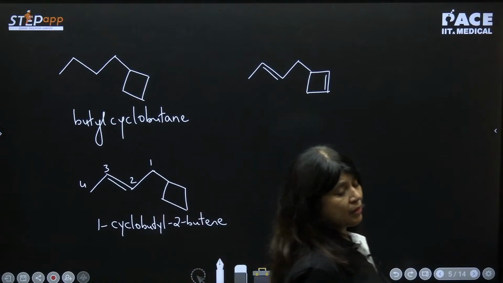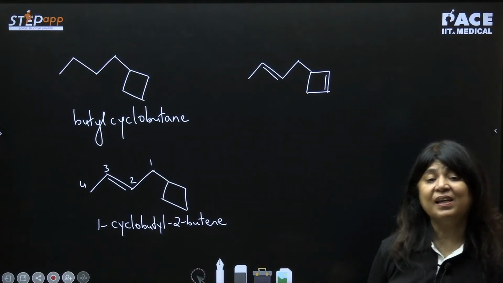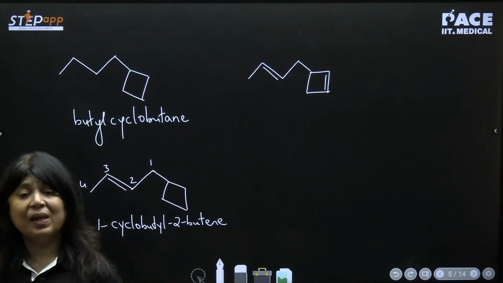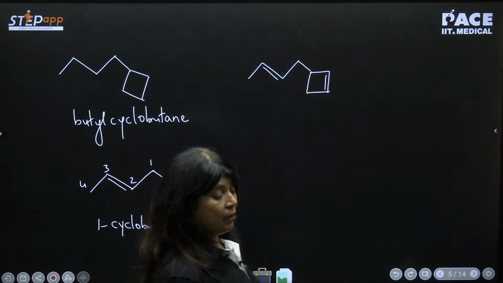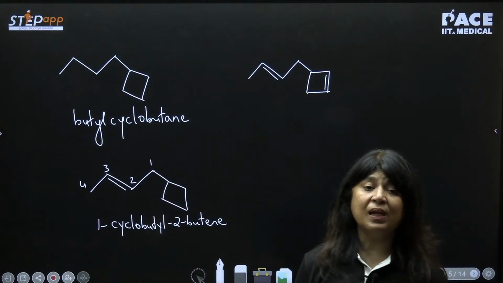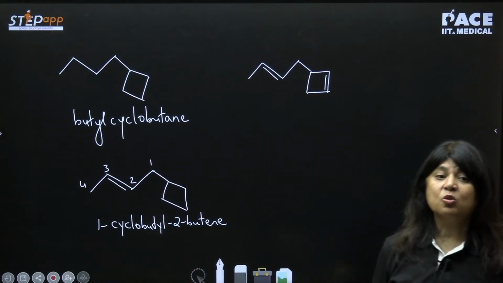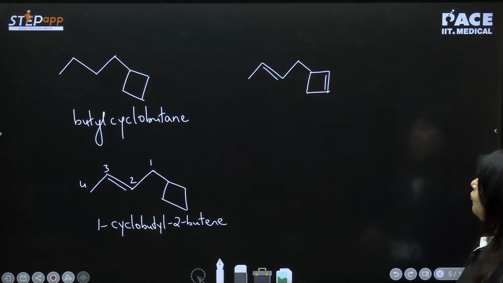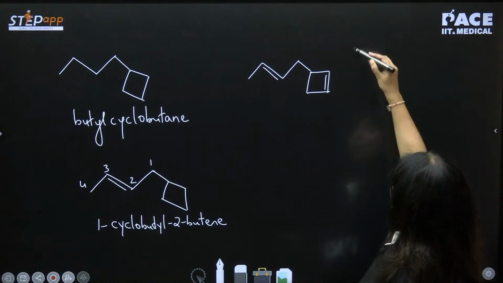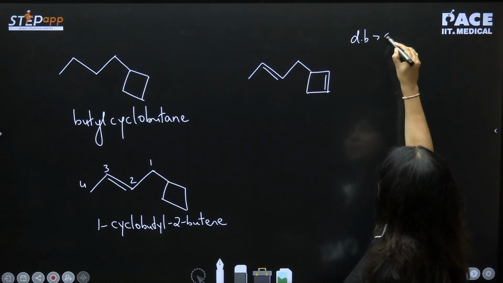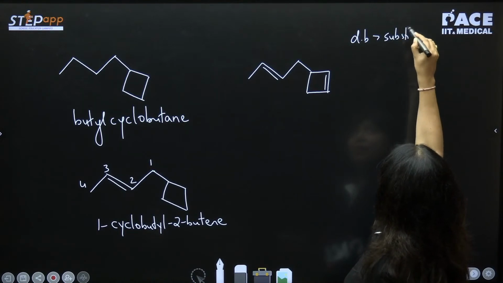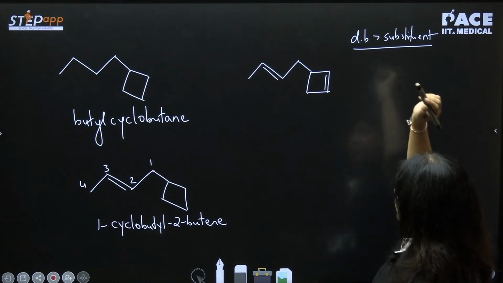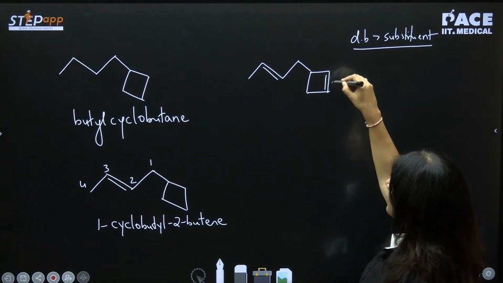Now in this case, both the ring as well as the open chain have a double bond and the same number of carbon. So again the ring will be taken as the parent. For numbering the ring, a double bond always gets priority over a substituent. So numbering has to begin from the double bond.